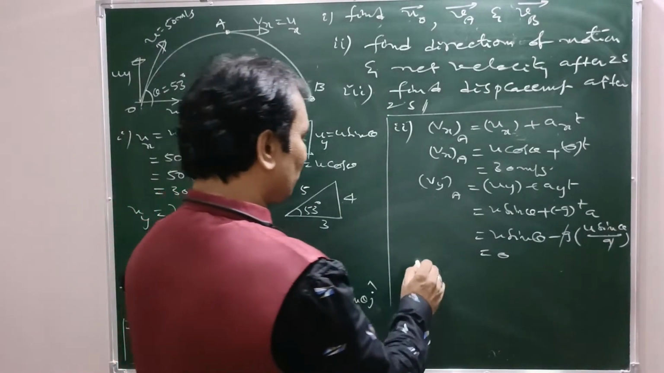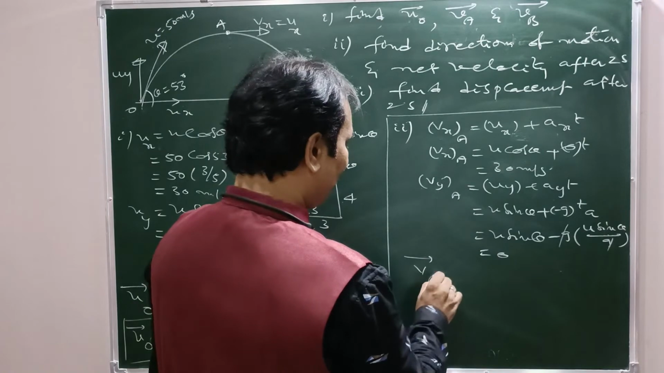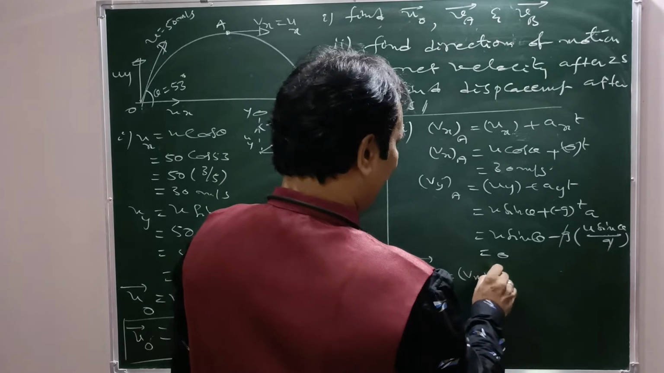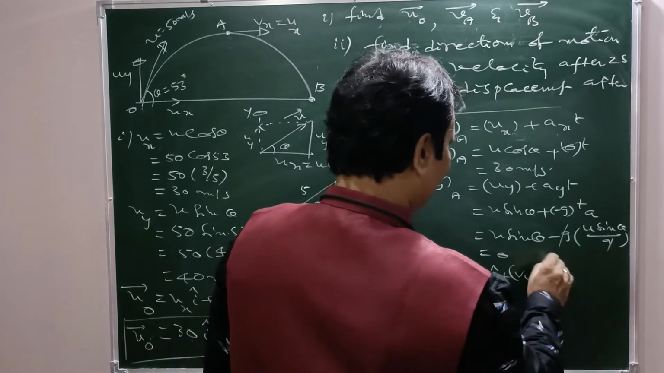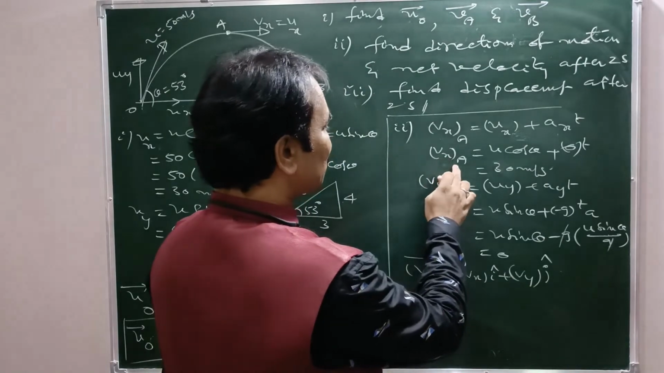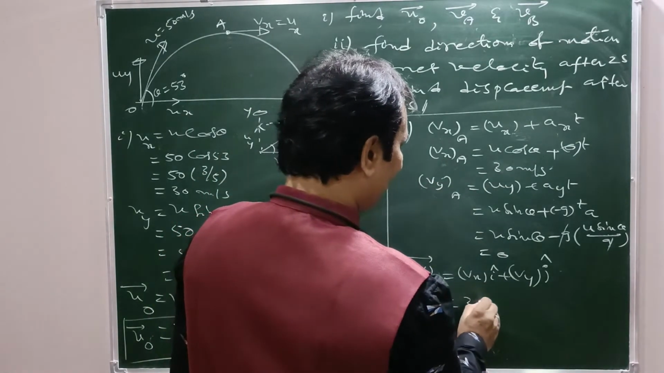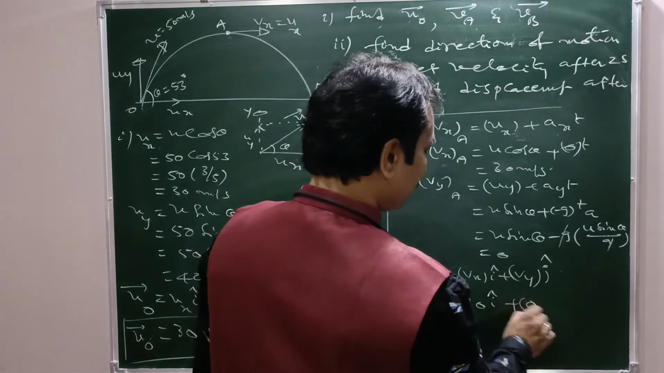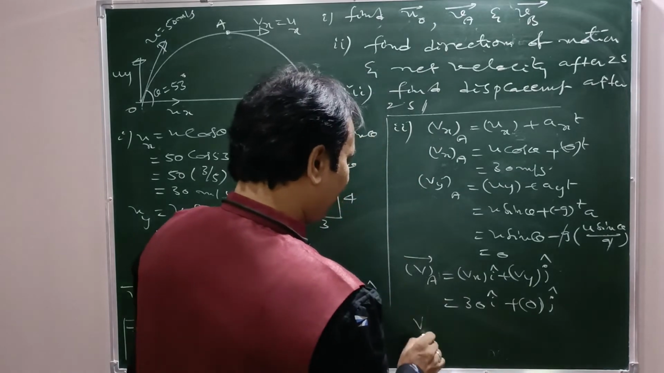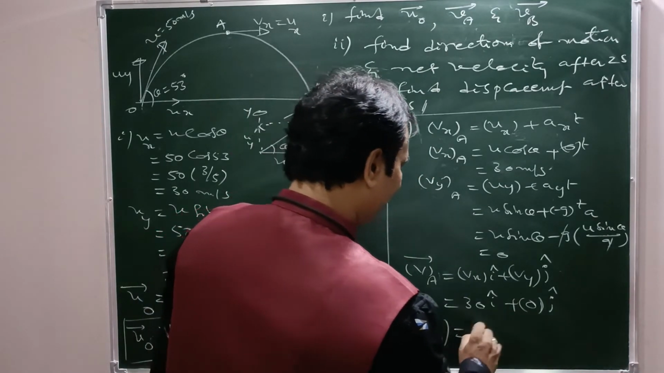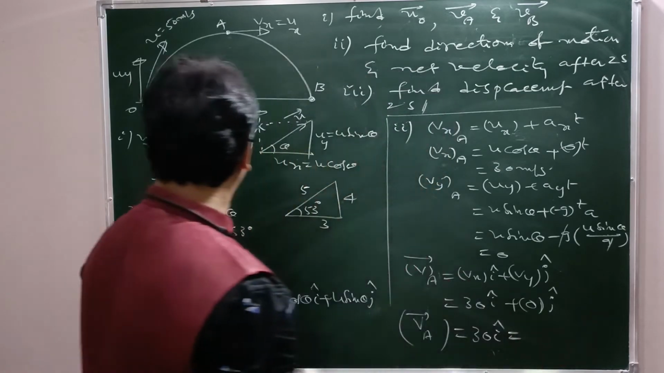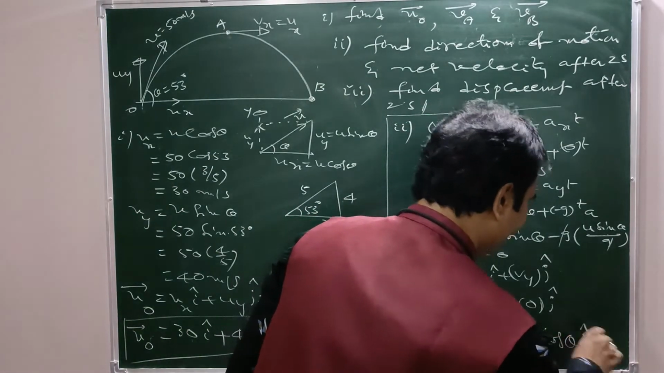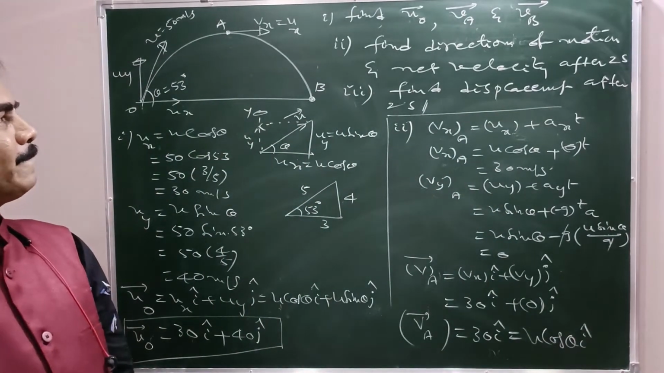So in vector notation, V bar at the highest point A equals Vx into i cap plus Vy into j cap. Vx at A is 30 meters per second into i cap plus Vy, which is 0, into j cap. That is V at A equals 30 i cap, in fact u cos theta into i cap, right?